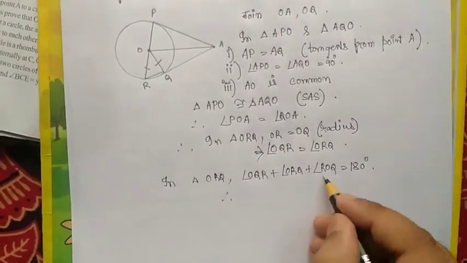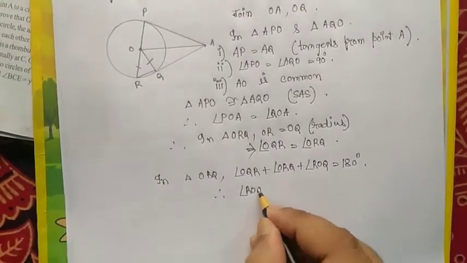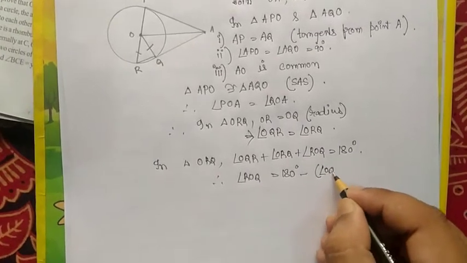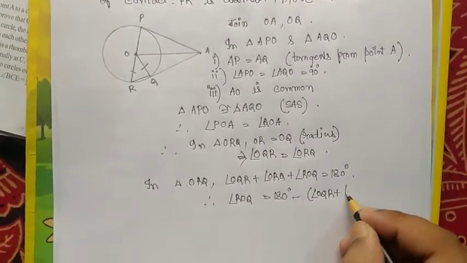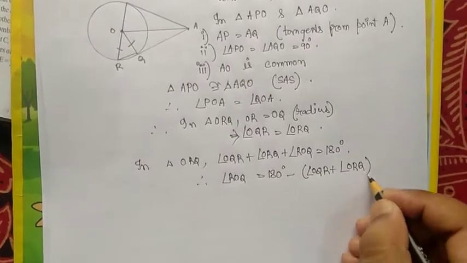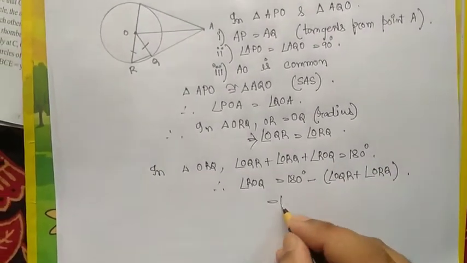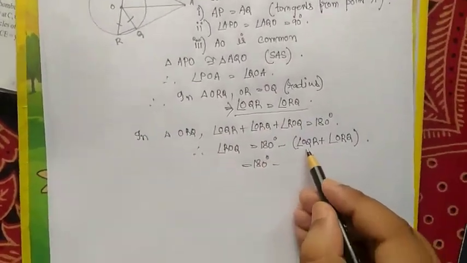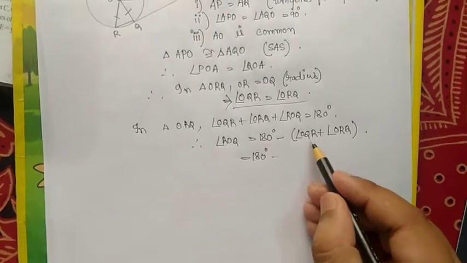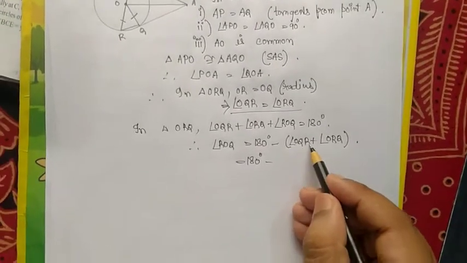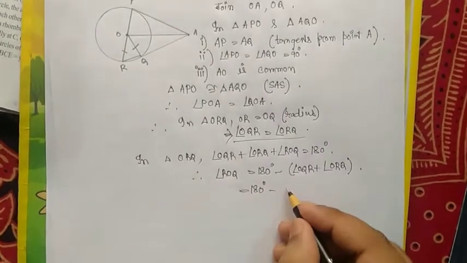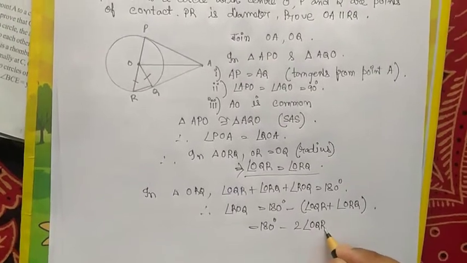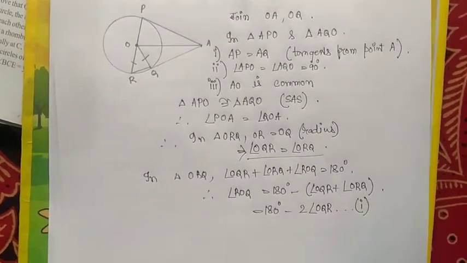So therefore angle ROQ equal to 180 degree minus angle OQR plus angle ORQ. Now we know that OQR equal to ORQ, so therefore we can write that 180 degree minus 2 angle OQR. This is equation number 1.